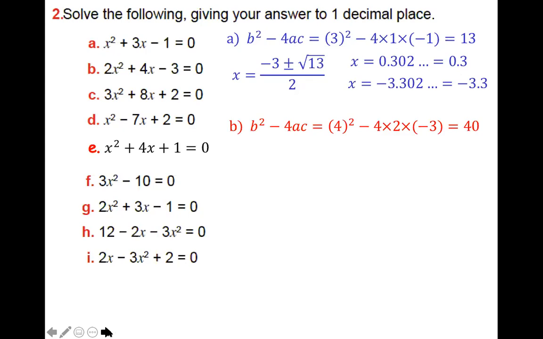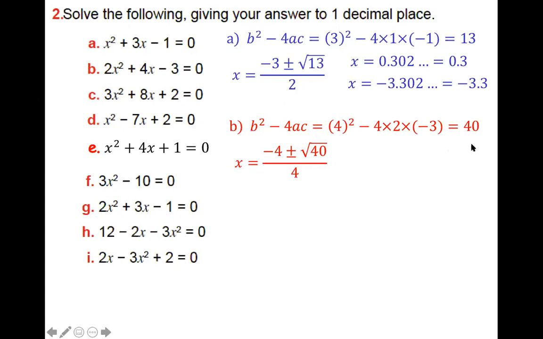For B, we do exactly the same. b squared minus 4ac this time is 40. So if you were to be given something like this, solve the following, giving your answer to 1 decimal place, and you get a negative discriminant, then ask yourself, you might have made a mistake somewhere. It's very, very unlikely that whoever is going to give you this question is going to make it an impossible answer. My biggest problem is keying it in. If you forget a number or something in the calculator, that always causes a problem.